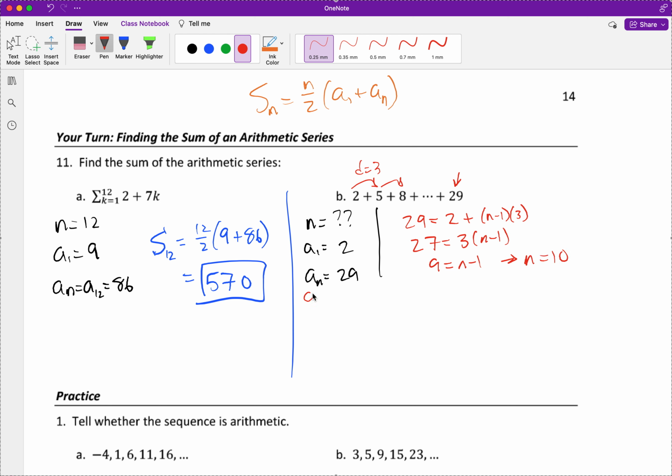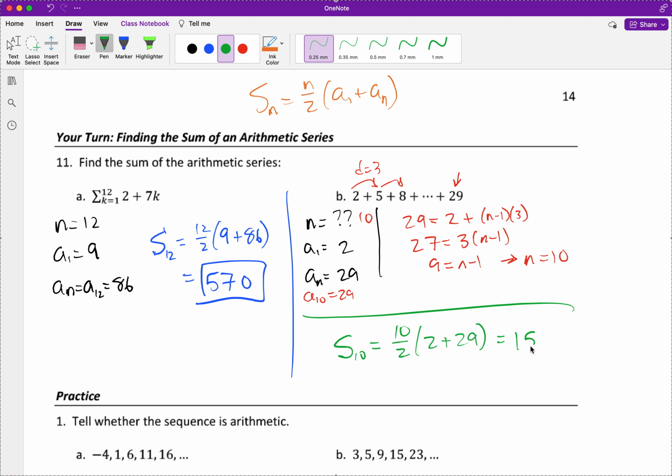So I know that this is actually saying that A10 equals 29 and that there are 10 terms here. So to find the sum of the first 10 terms, 10 divided by 2, first term plus last term, plug that into the fancy calculator, I get 155. Alrighty, hopefully this made sense to you.